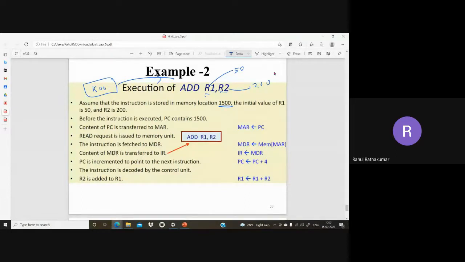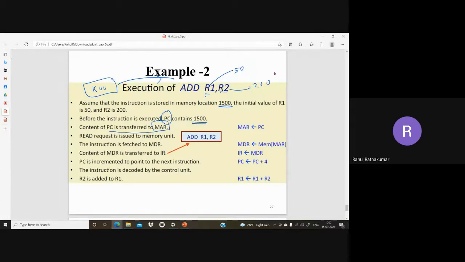Before the instruction is executed, PC contains 1500, because PC is pointing to the instruction to be executed. Now the content of PC is transferred to MAR, because I need to fetch that instruction. The read request is issued to the memory unit by the control unit, reading the specific instruction stored in the location given to the MAR.